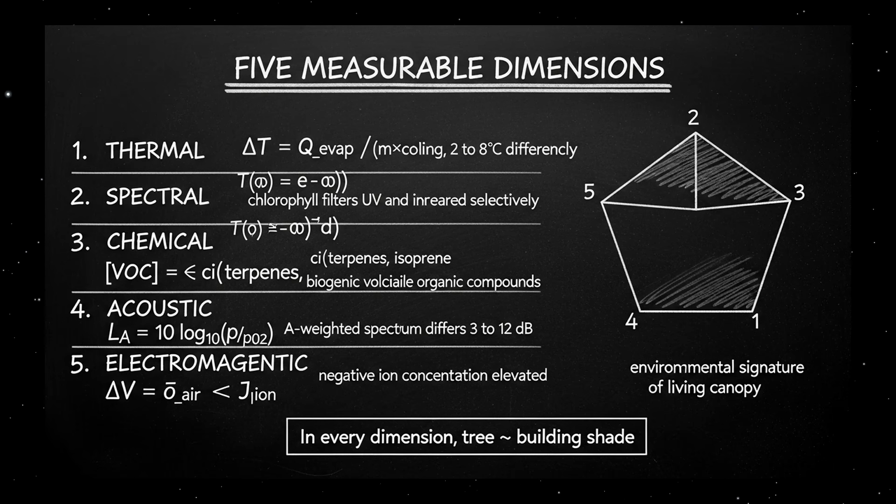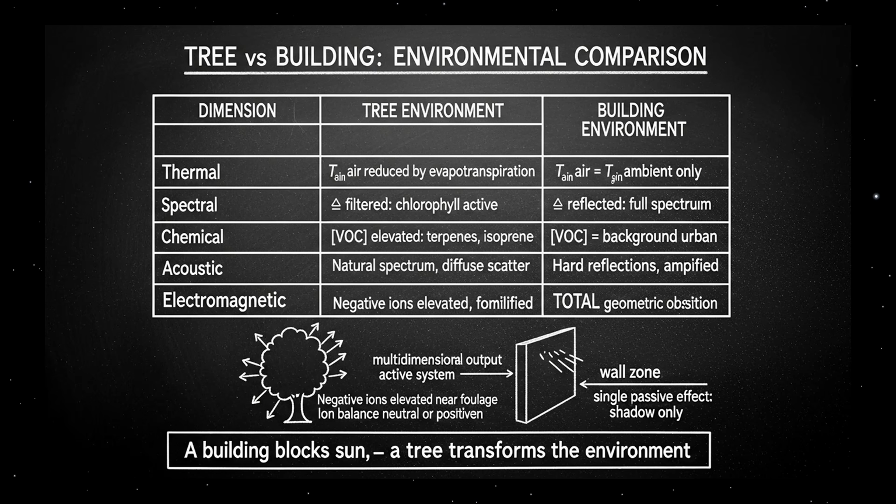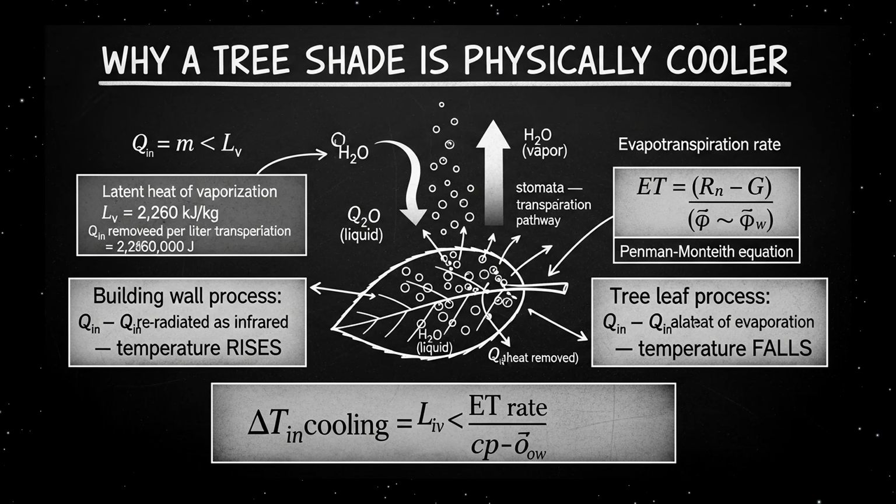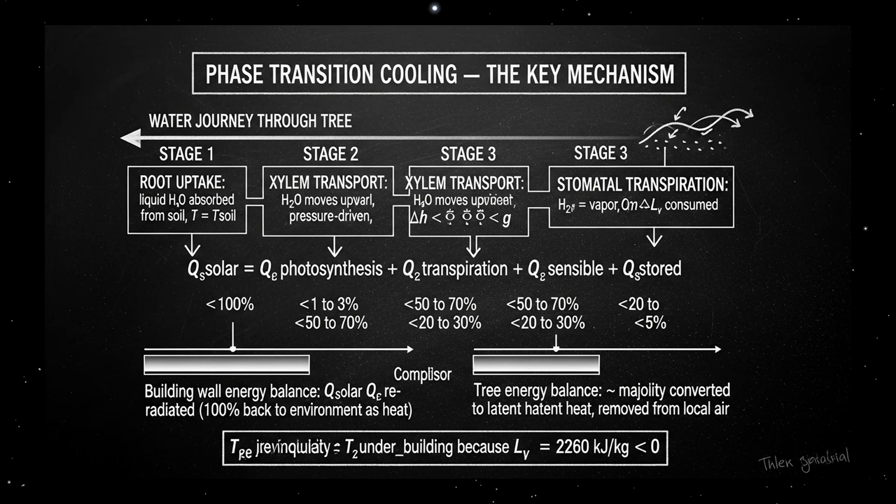5 measurable differences separate those two chairs: thermal, spectral, chemical, acoustic, and electromagnetic. In every dimension, the tree creates an environment that a building cannot replicate. Air beneath a tree is physically cooler, not because of shade alone, but because the tree is removing heat through a phase transition that no wall or roof performs.